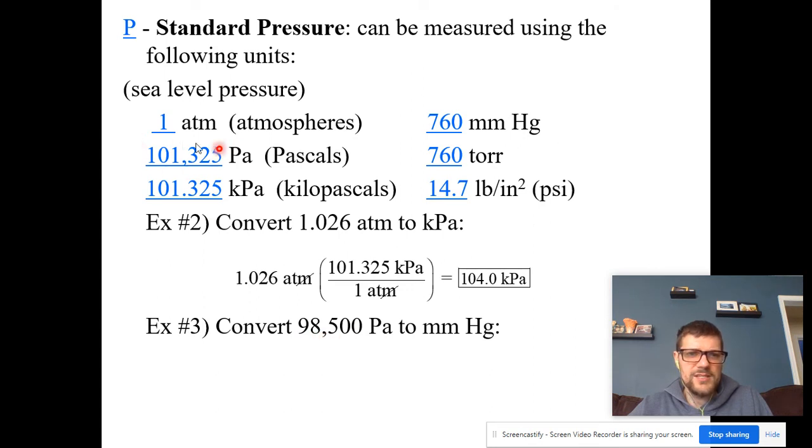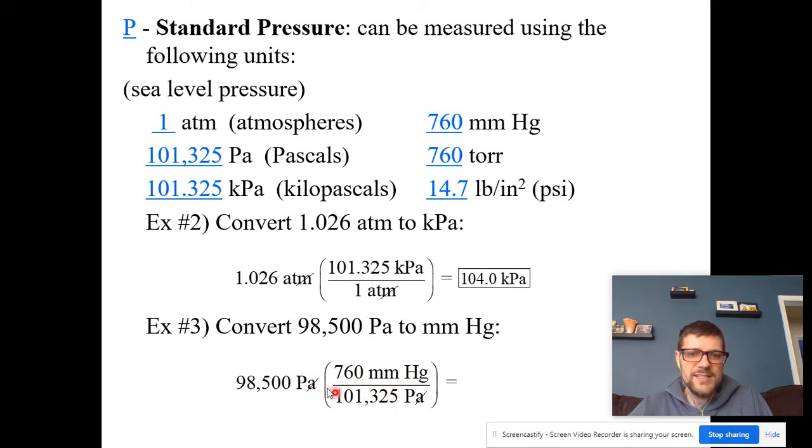98,500 pascals, so that's pascals here, and we want to convert that to millimeters of mercury. Now in this one, neither of the numbers in the conversion factor are going to be 1. In fact, if you look at all these values, the only one that has a 1 is 1 atmosphere. Everything else has values with it. So we're going to put millimeters of mercury on the top. That number is 760. And we're going to put pascals, the number that goes with that, 101,325. We're going to put that on the bottom.